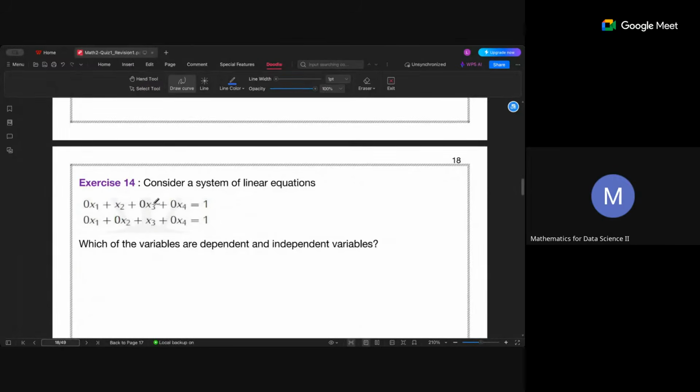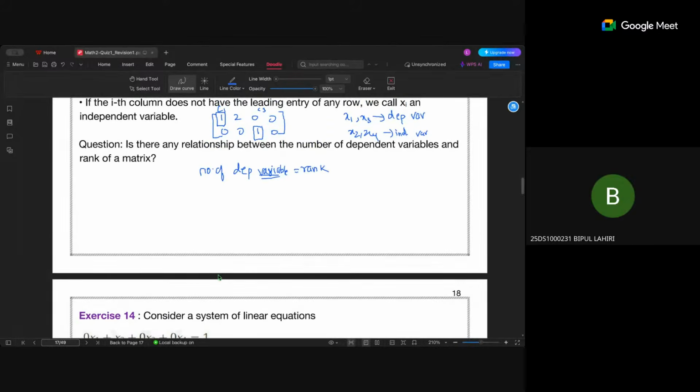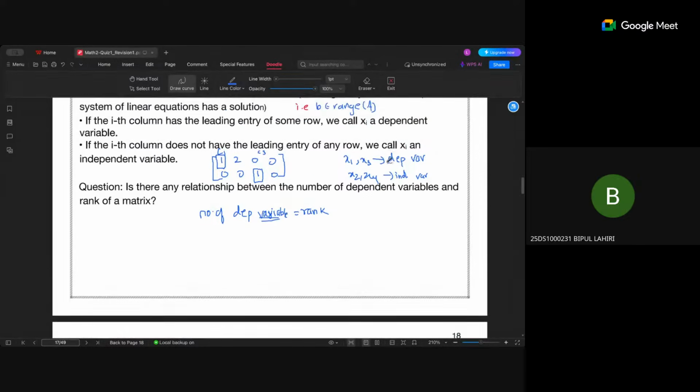Ma'am, just a question on the previous one. Dependent variables, that means x2 and x4 are dependent variables here, right? I have clearly mentioned that x2 and x4 are independent variables. They do not have leading entries.